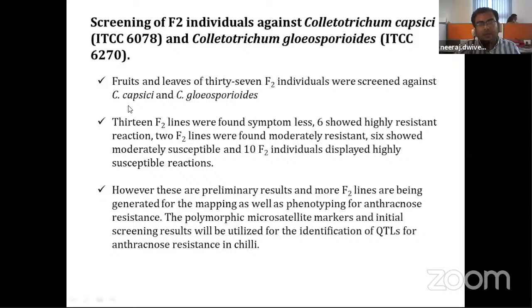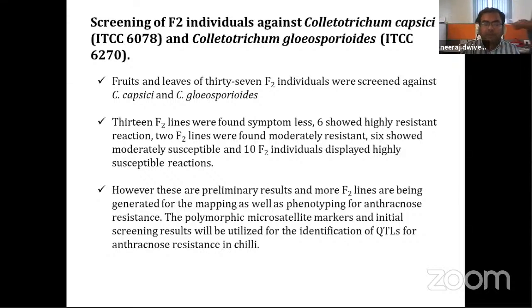We have done the screening of a few F2 lines. 37 F2 individuals were screened against Colletotrichum capsici and gloeosporioides, and 13 F2 lines were found symptomless. 6 showed very high resistance, and 2 F2 lines were found moderately resistant. 6 showed moderately susceptible, and 10 F2 individuals displayed a highly susceptible reaction.